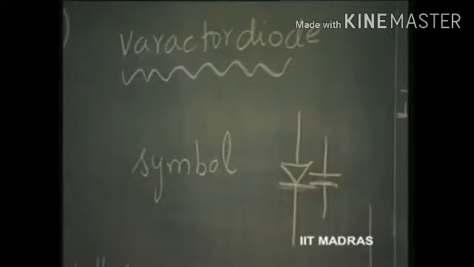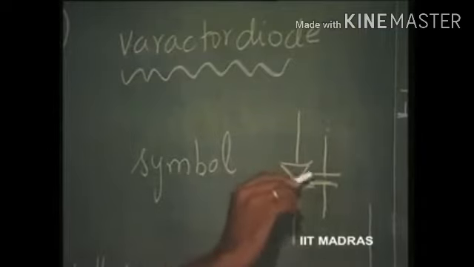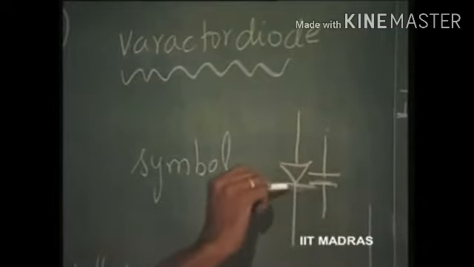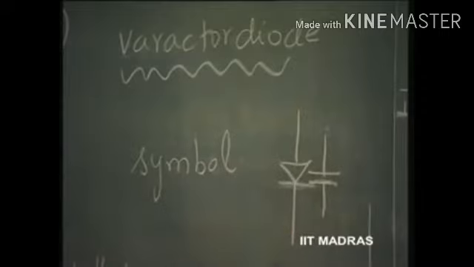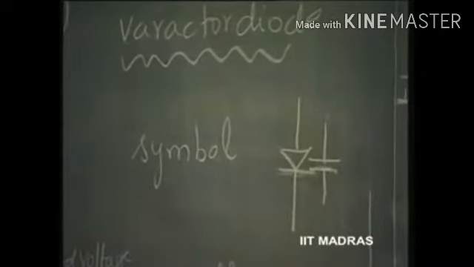So, continuing with our discussion on special diodes, varactor diode, the symbol is that of the ordinary diode with the capacitor put alongside. Sometimes the capacitor is put at this point also, either alongside the diode or along with the diode here in line with this diode. So, that is the symbol for the varactor diode.